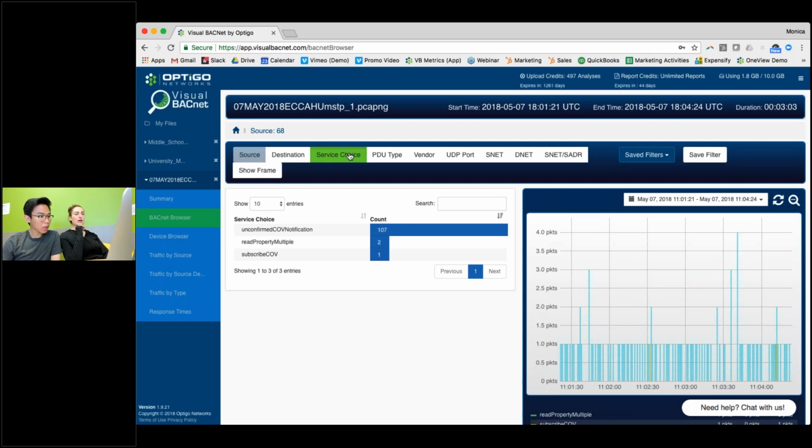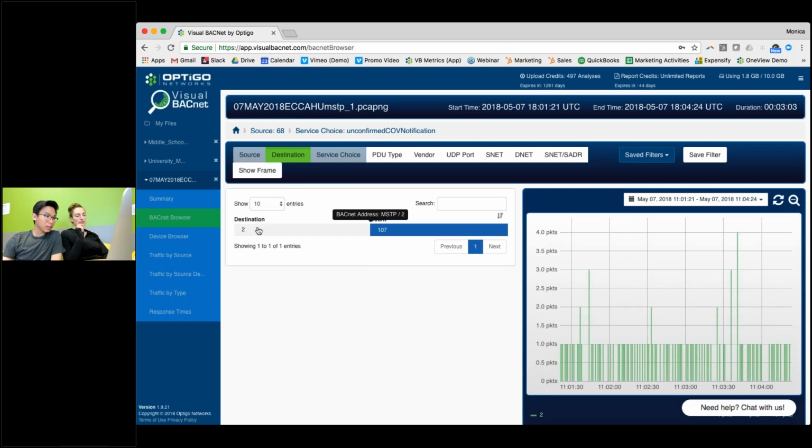Yeah, there are a lot of unconfirmed COV notifications going through a few different devices. I'm guessing they're going back to the device asking. This is from 68, up here to number 2. So number 2 is asking for a lot of data. Yeah, 68 is sending a lot of data to 2. It's unconfirmed, so it's sending it to 2.